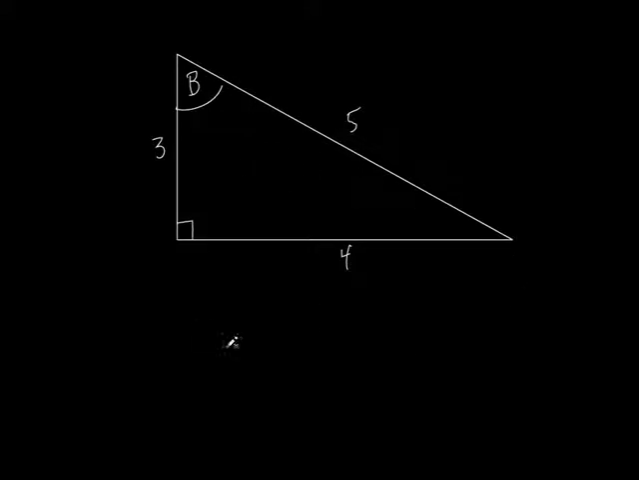Let's just do one of these. I'm not going to do all 3 versions. In fact, let's say we don't know what that is. Let's just pretend we don't know. We only know these 2 sides right here. How would you solve for angle B?